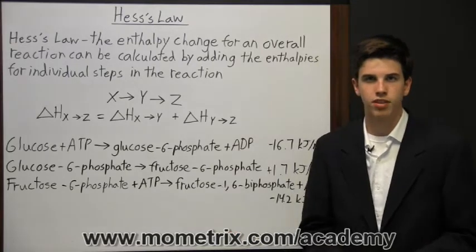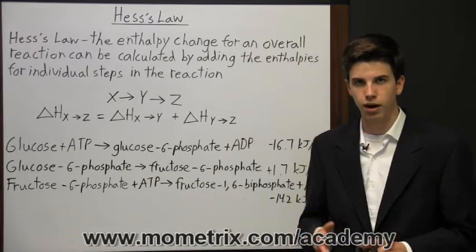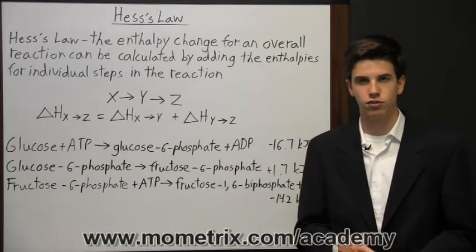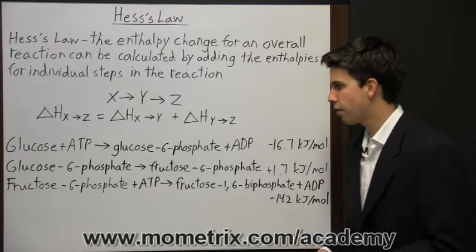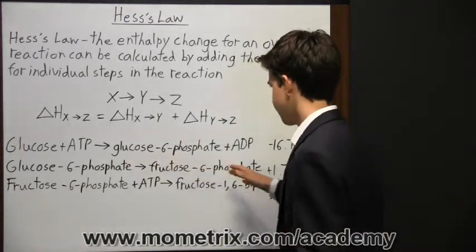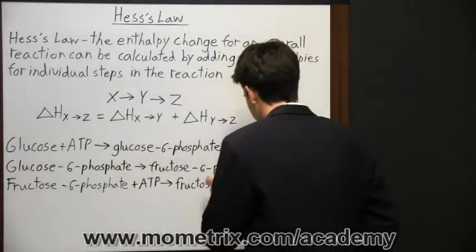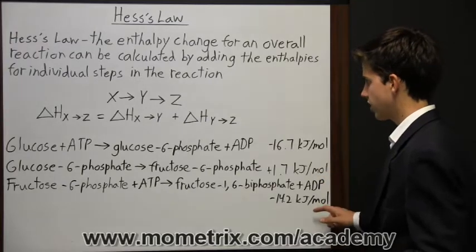In glycolysis, the series of chemical reactions that breaks down glucose in your body, glucose gets converted to fructose 1,6-bisphosphate in 3 steps. And so I have those 3 steps right here. With each step, we have reactants and then we have the products. And then I've written over here the change in enthalpy for each step.